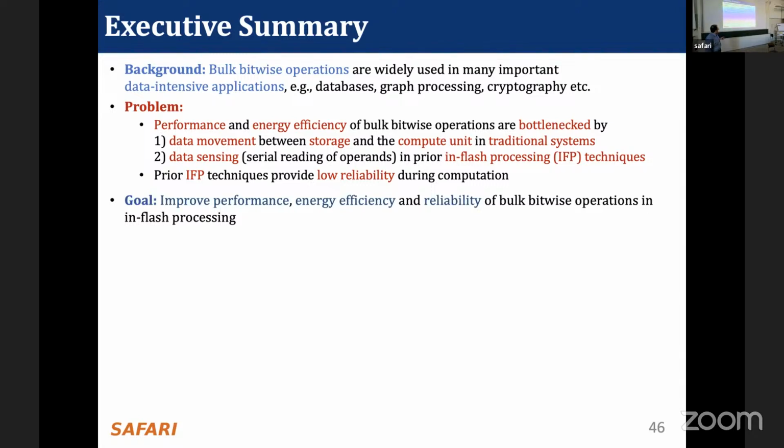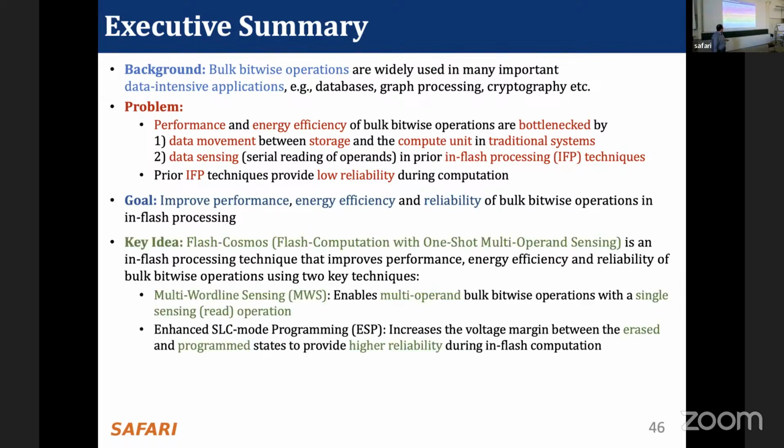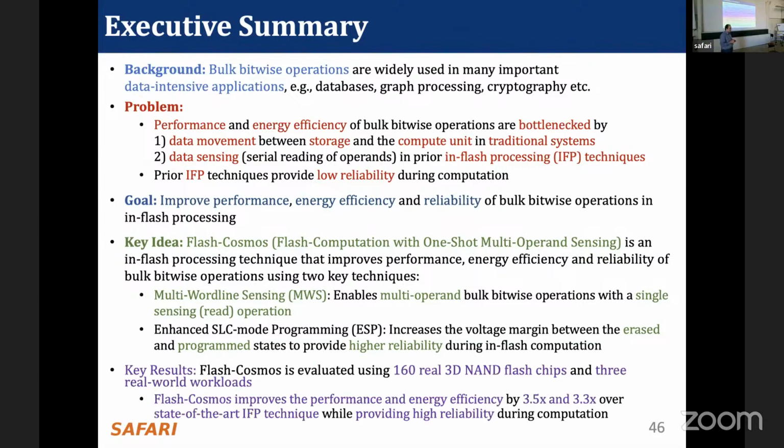So the goal is to improve performance, energy efficiency, and reliability of bulk bitwise operations using in-flash processing. Our key idea is Flash Cosmos, flash computation with one-shot multi-operand sensing. This technique is an in-flash processing technique that improves performance, energy efficiency, and reliability of bulk bitwise operations using two key techniques. Multi-wordline sensing basically enables multi-operand bulk bitwise operation with a single sensing or read operation. And also enhanced SLC mode programming, which we propose for better reliability, that we will also see later.